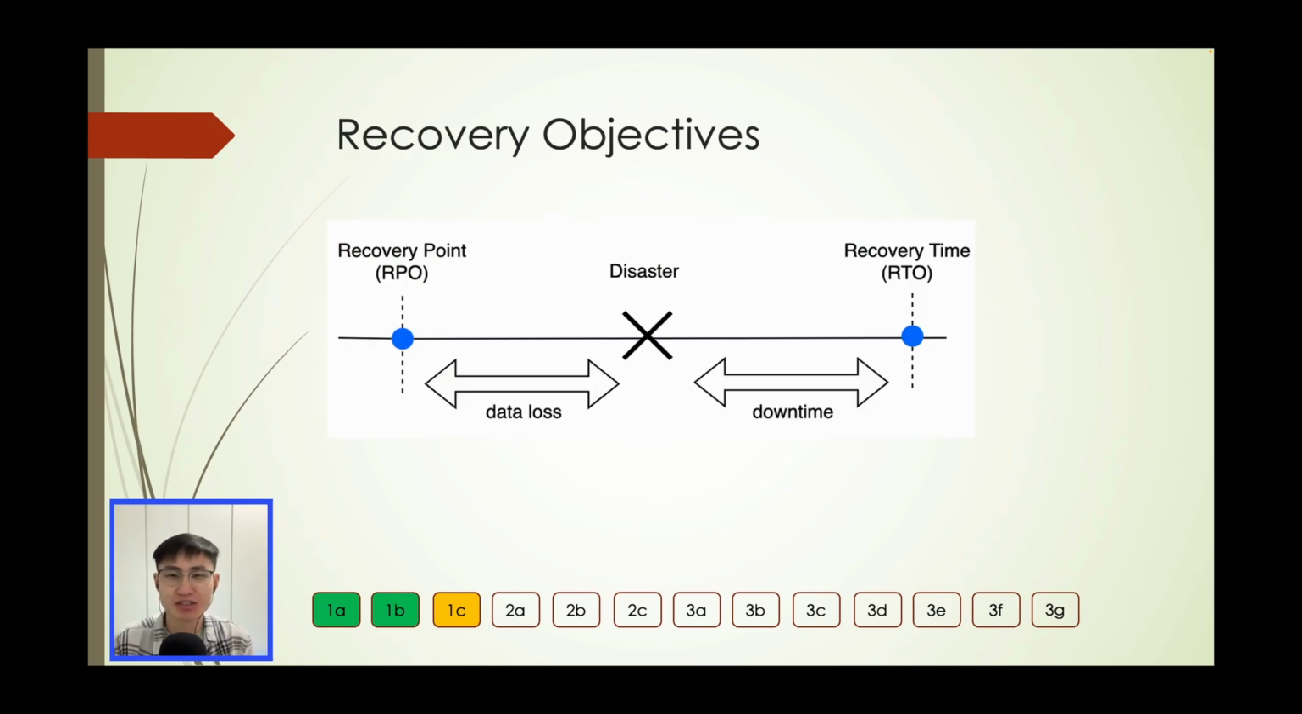Now, as part of disaster recovery, your company needs to define the recovery objectives, which is divided into 2 types. The recovery point objective, which is essentially how much data you can afford to lose, and the recovery time objective, which is essentially how quickly you must recover.